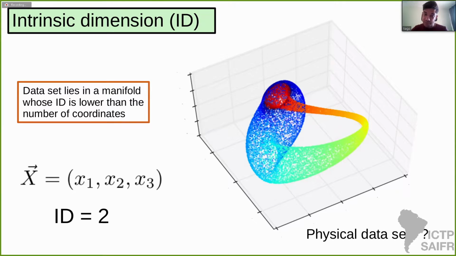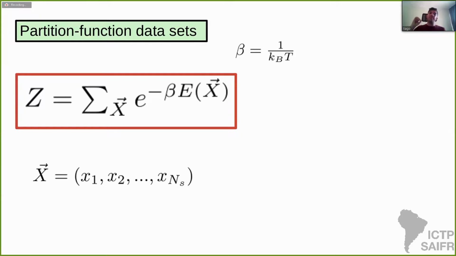This happens because real data sets are correlated. There are correlations between these points. And what I want to do here is to explore this concept of intrinsic dimension for physical data sets. So now let me return to these physical data sets and be more precise about how you define them. What we focus on is what we call the partition function data set. So my data sets are configurations of a partition function.